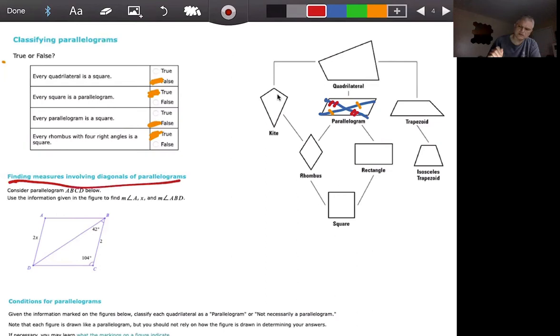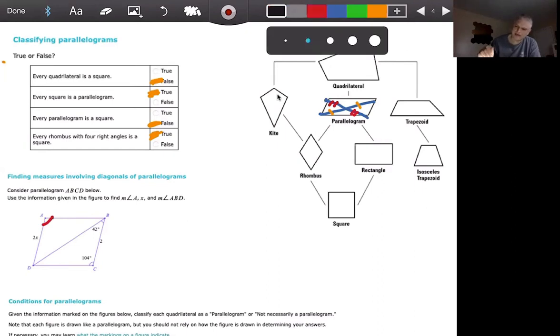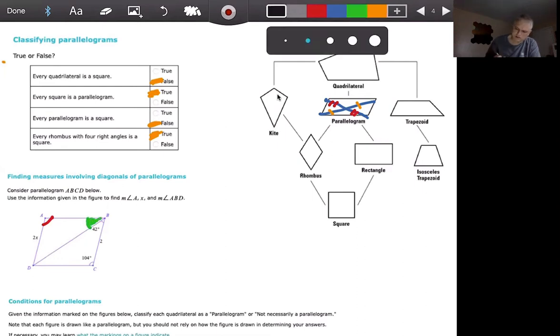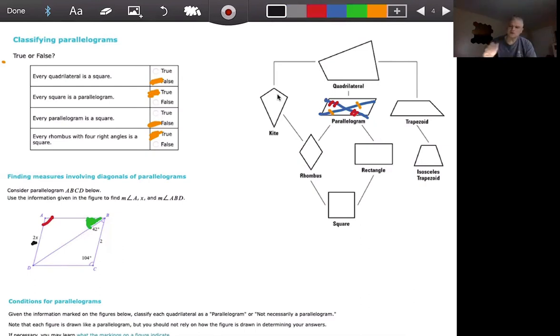So let's look at this particular question. Use the given information in the figure to find the measure of angle A, the value of X, and the measure of angle ABD. So ABD. So that angle would be this guy right here. So let me just do this for ABD. And yes, I'll put the X back there. Okay, so one at a time.